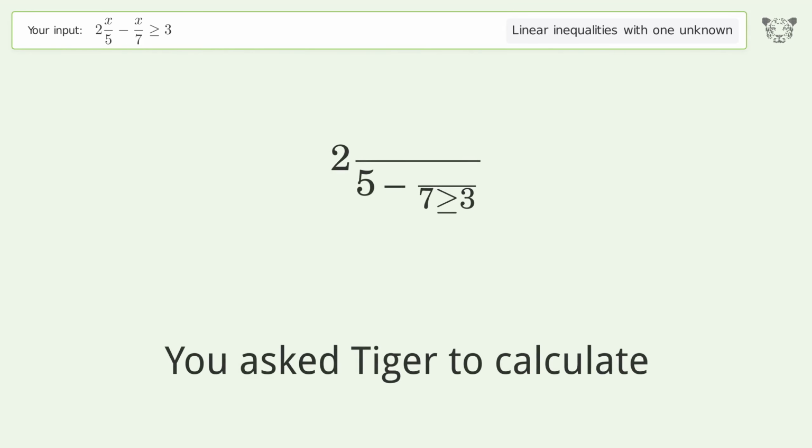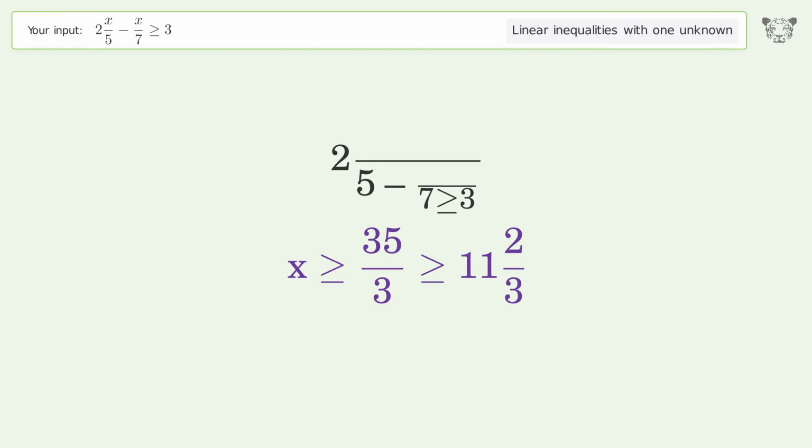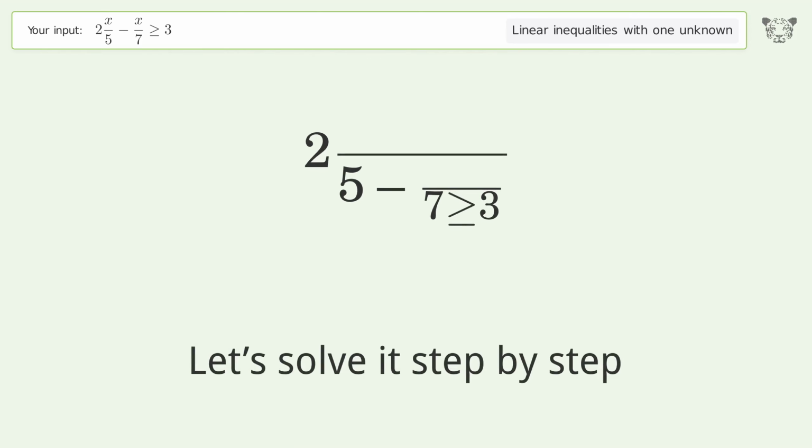You ask Tiger to calculate. This deals with linear inequalities with one unknown. The final result is x equal or greater than 35/3 equal or greater than 112/3. Let's solve it step by step.